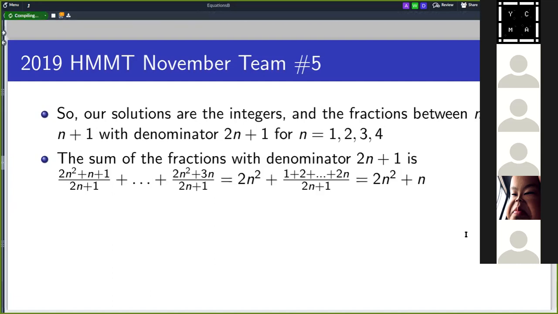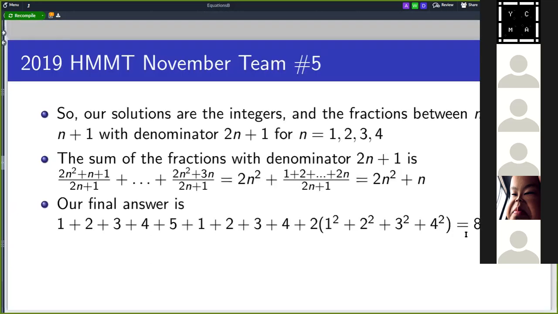For our final answer, first let's add all the integers, 1 plus 2 plus 3 plus 4 plus 5. Then 2n squared plus n: 1 plus 2 plus 3 plus 4, plus 2 times 1 squared plus 2 squared plus 3 squared plus 4 squared. And that's 85. And then remember that because this was on an actual competition, if you didn't feel like doing all the proof in between and you solved the first few examples, you could easily engineer to get this.